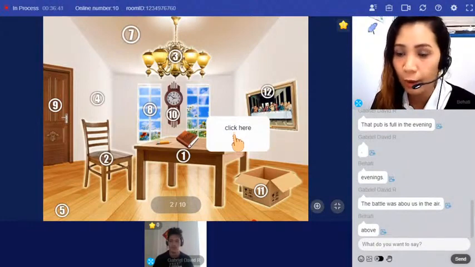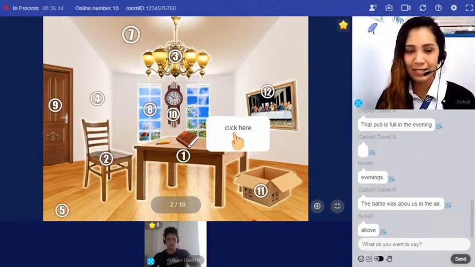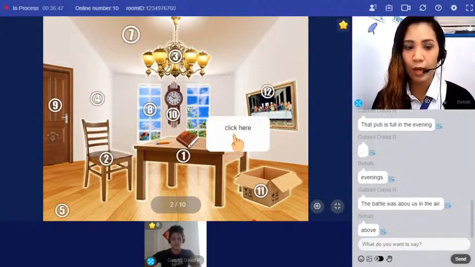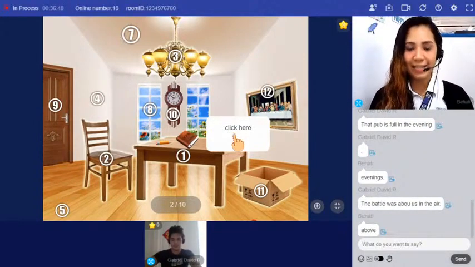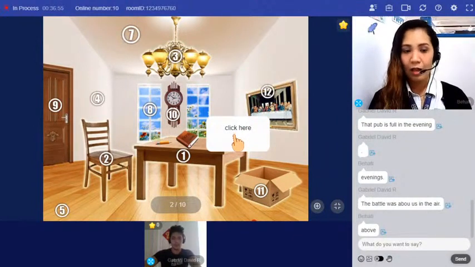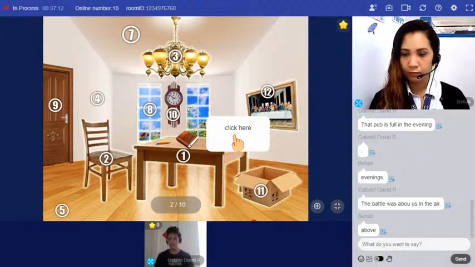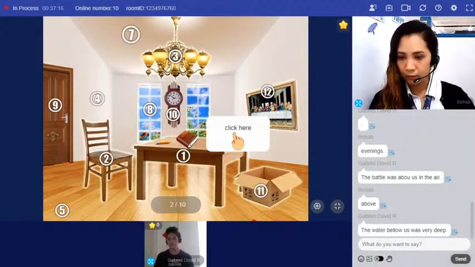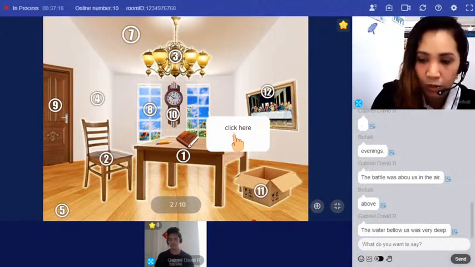The water below us was very deep. Full stop. Can you repeat, please? The water below us was very deep. Full stop. Below has only one L.